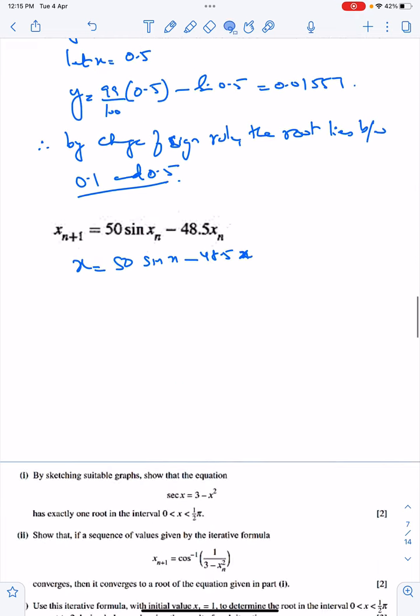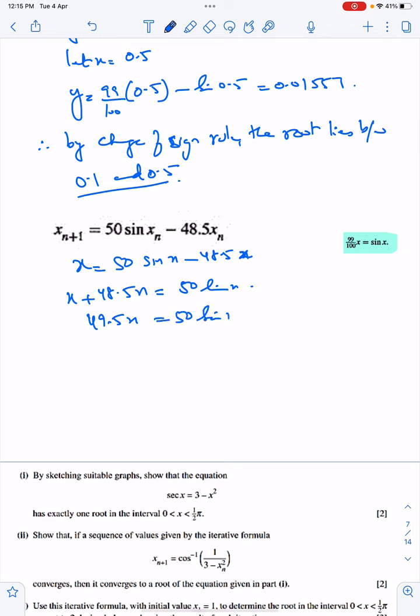So with this we have to get this. What I'm going to do here is shift all the terms with x to one side. So it's x plus 48.5x equals 50 sin x. Okay, x plus 48.5x, that means 1 plus 48.5 is 49.5x, equals 50 sin x.